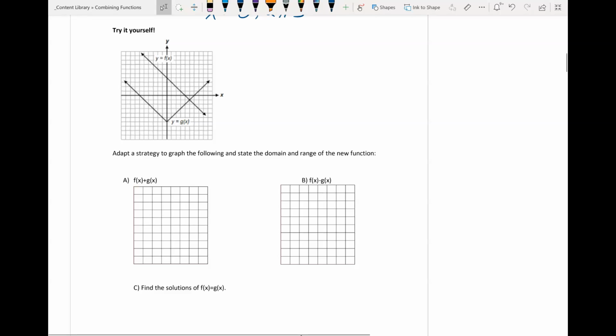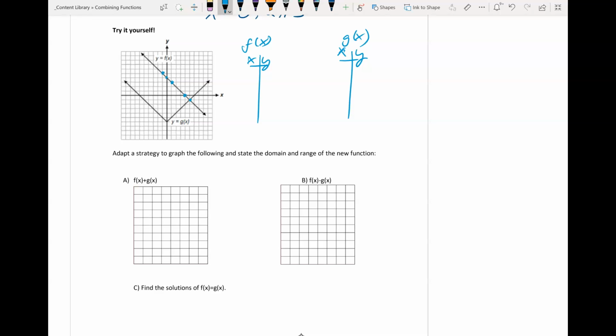Now I want you to try this on your own, and then when you're ready, press play for the solution. Okay, so the first thing I would do here is pick some points from f of x and g of x. So for f of x, we have a linear line. I'm just going to pick a few. I'll pick this one, this one, this one, this one, and that one.